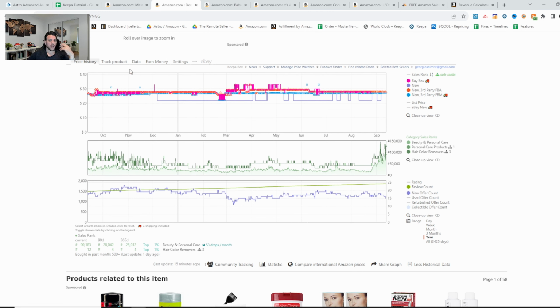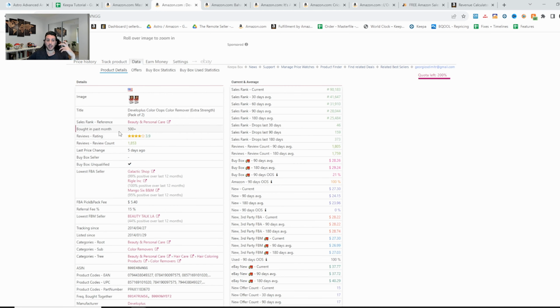of break even strength. Let's go to the data section. Keepa tells us this product sells 500 units a month, even though there is no one in the buy box. That's very strong data right there. Let's take a look at the BSR and also compare this 500 plus number to Jungle Scout.